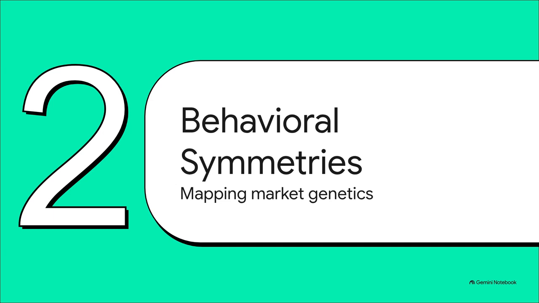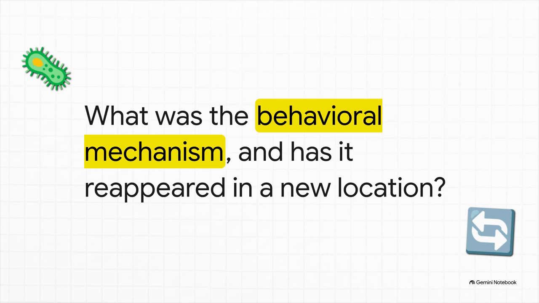I want you to completely reconsider what is actually happening when a market trend shifts. Imagine a biological cell moving from one spot to another. Normally, you'd just ask, well, where did the cell go? But that's the wrong question. We should be asking, what was the internal state of that cell, and is that exact same behavioral mechanism reappearing over here? If we apply this to the market, a reversal itself isn't the primary object anymore.